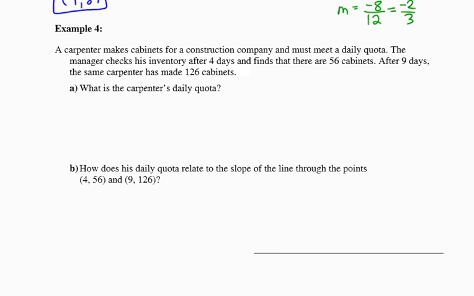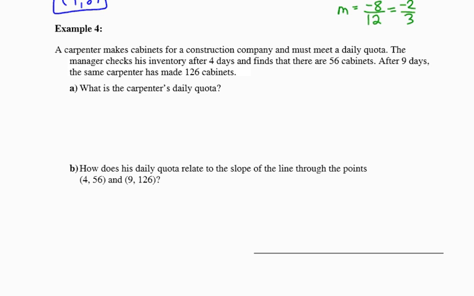A carpenter makes cabinets for a construction company and must meet a daily quota. The manager checks his inventory. After 4 days, he finds that there are 56 cabinets. After 9 days, the same carpenter made 126 cabinets. What is the carpenter's daily quota? What could we do to find it? Graph it.